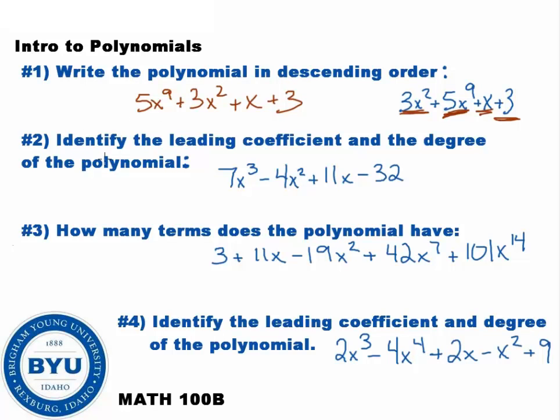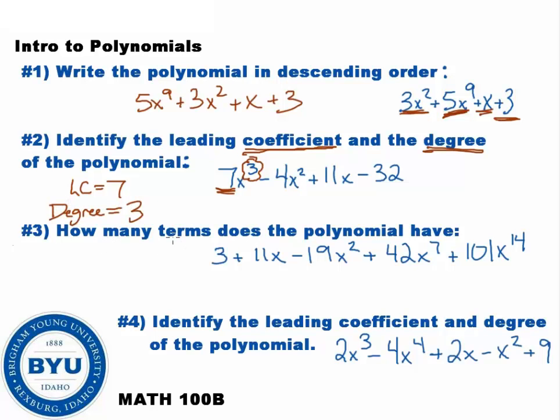Okay, good. Question number 2, identify the leading coefficient and the degree. The leading coefficient is the number in the very first term when they're put in order. So we should check to make sure these are in order. 3, 2, 1, 0. Okay, good, this is in order. So the leading coefficient, I'll call it the LC, equals 7. And the degree of this polynomial will be the highest power, which in this case would be 3. So it is a degree 3 polynomial.